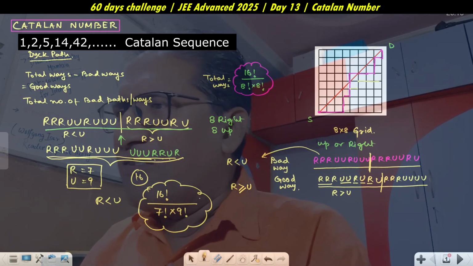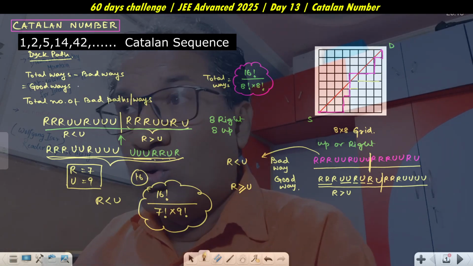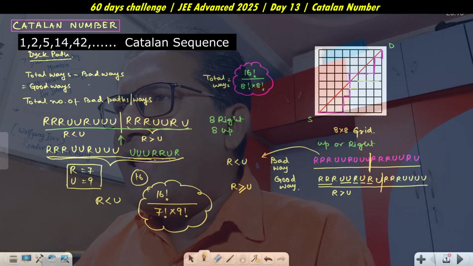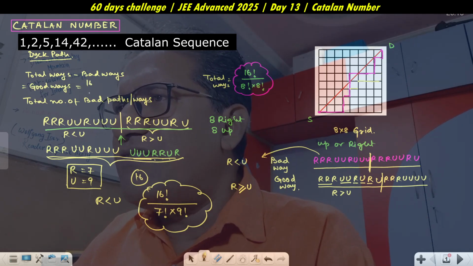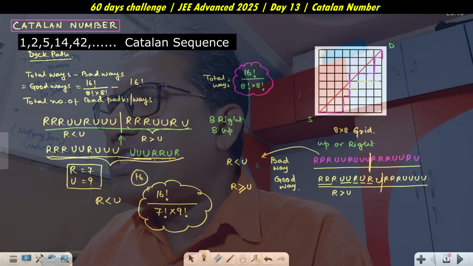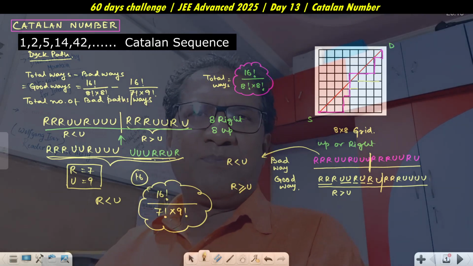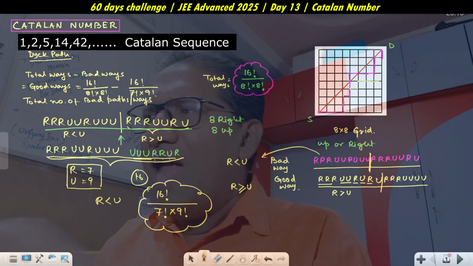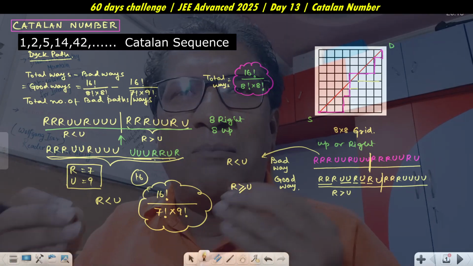Clear? Therefore, the total number of good ways will be the total number, that is factorial 16 divided by factorial 8 into factorial 8, minus the bad ways, which is factorial 16 by factorial 7 into factorial 9. That's it. Okay. So now let us try to generate the Catalan number formula.